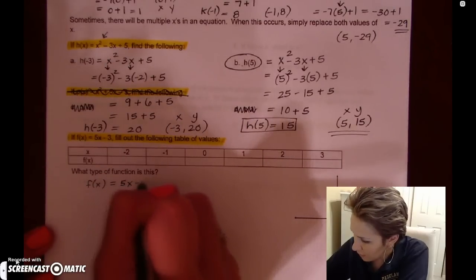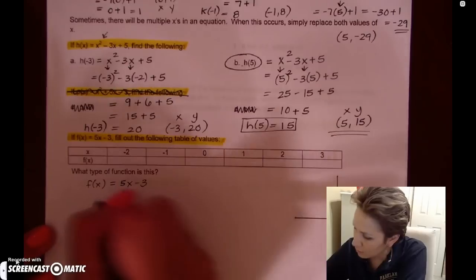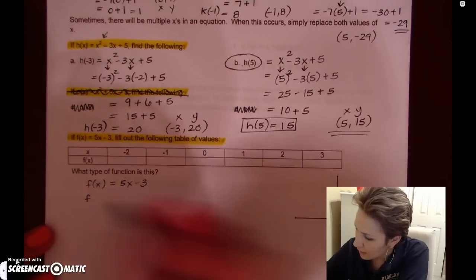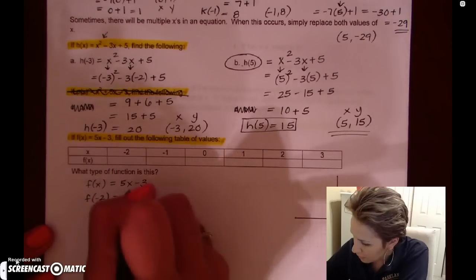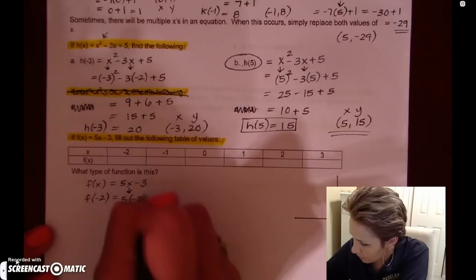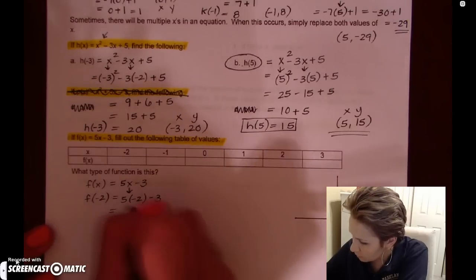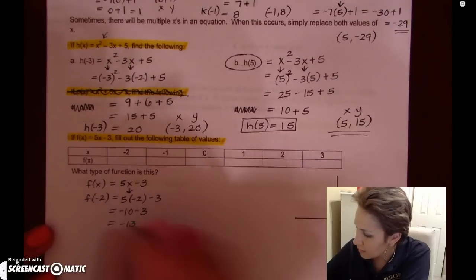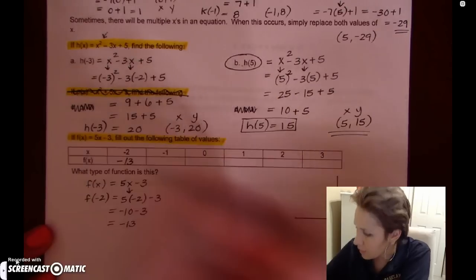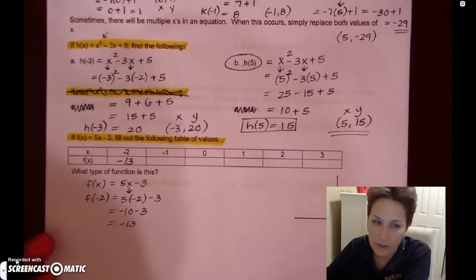So that is my function, and I'm trying to find f of negative 2. That means wherever I see an x, I'm going to plug in negative 2. So what's 5 times negative 2? Negative 10. Negative 10 minus 3, they're two negative numbers. So we're going to combine them to get another bigger negative number.